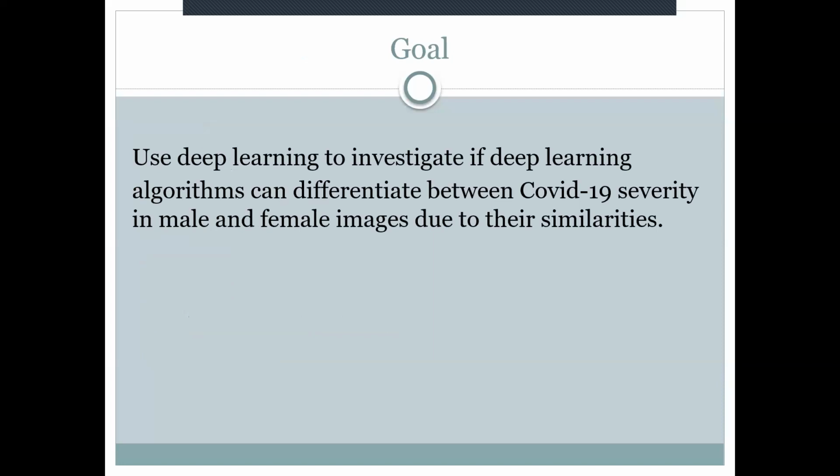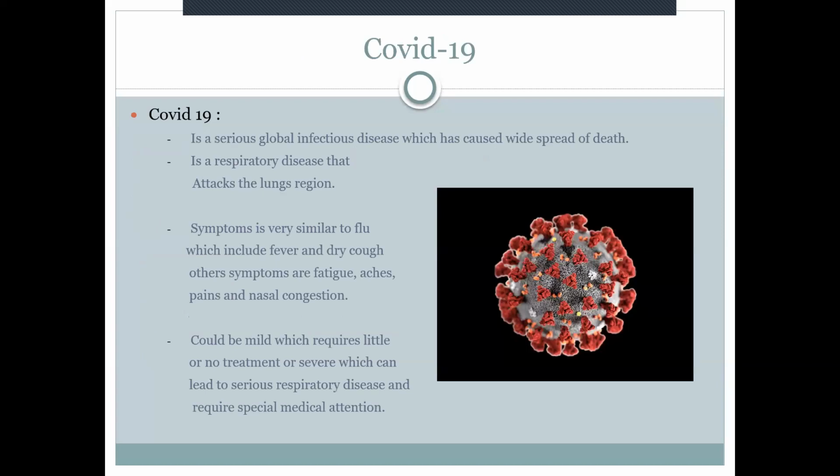So firstly, the goal of the work is to investigate how deep learning will be able to differentiate COVID-19 severity in male and female images, especially because deep learning classification requires some sort of input, and our input here is CT images. And then we're going to quickly look at brief information about COVID-19.